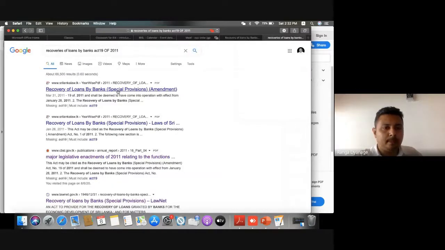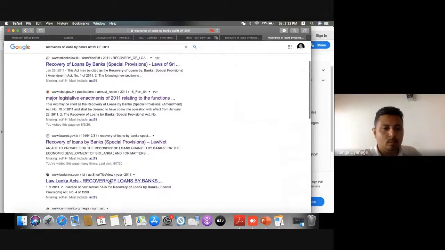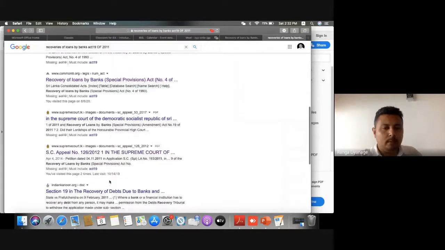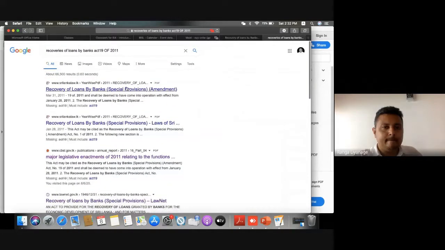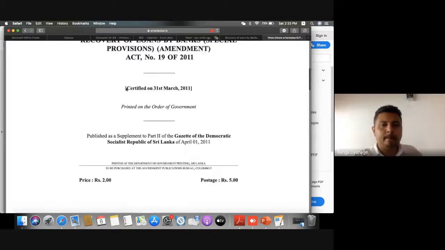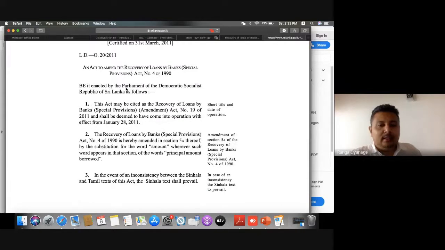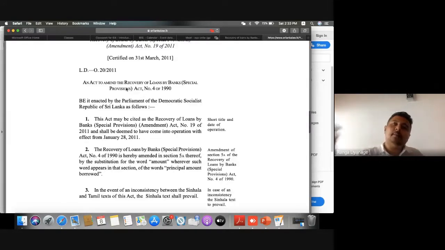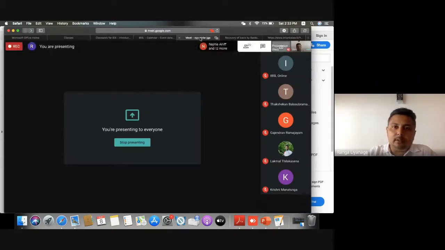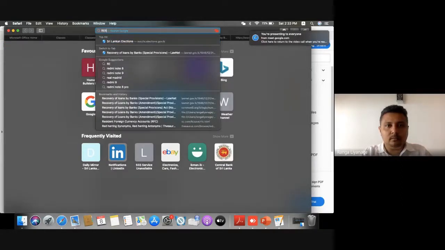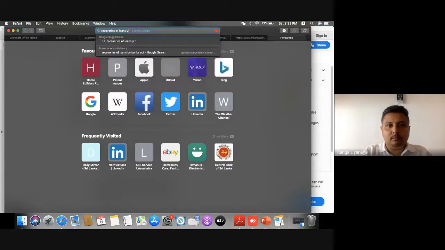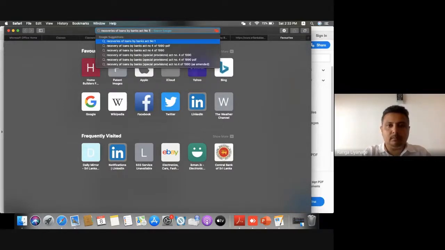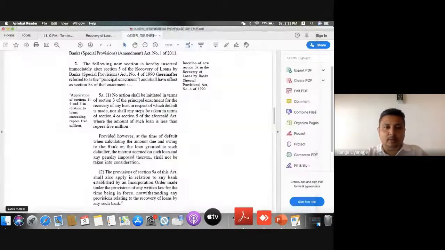Let's see if it is. Act number 19. Here it goes. Again amended. Now this is one of the shortest acts. It amended the amendment done by Act number 1. What it said is, now there was a section introduced as 5A. In 5A, right, 5A.